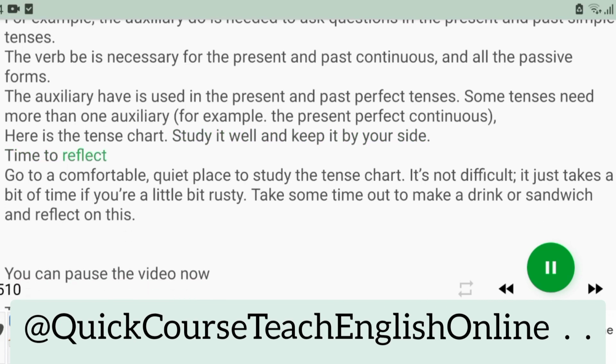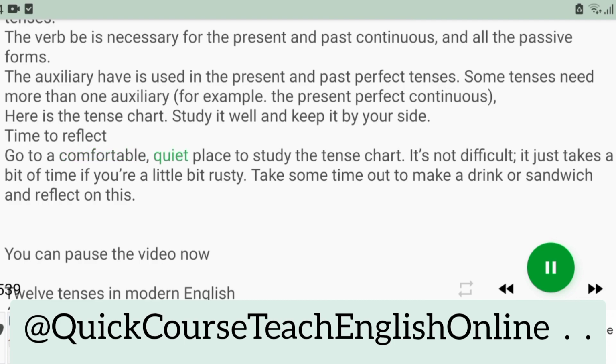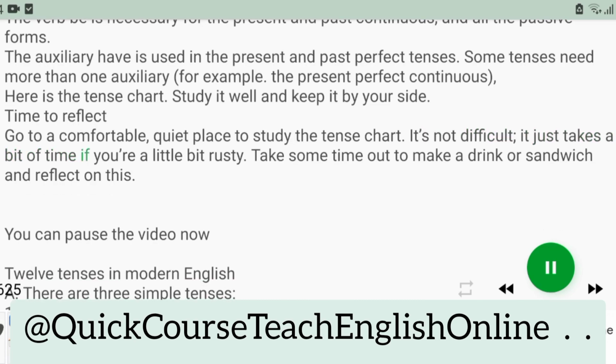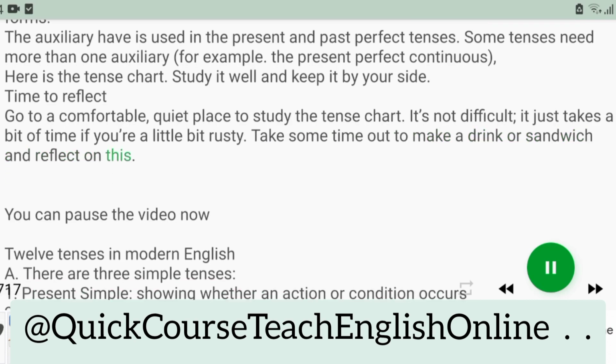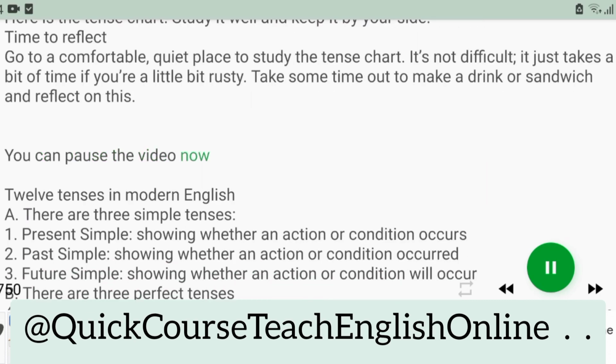Time to reflect. Go to a comfortable, quiet place to study the tense chart. It's not difficult. It just takes a bit of time if you're a little bit rusty. Take some time out to make a drink or sandwich and reflect on this. You can pause the video now.